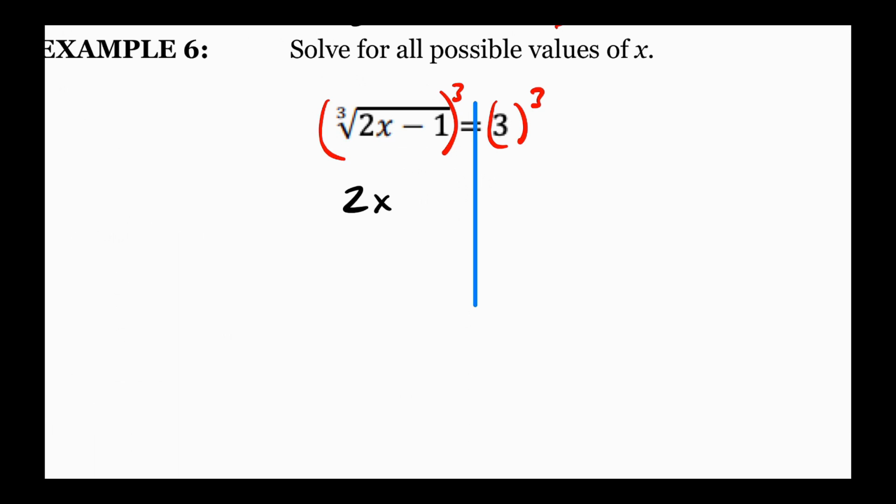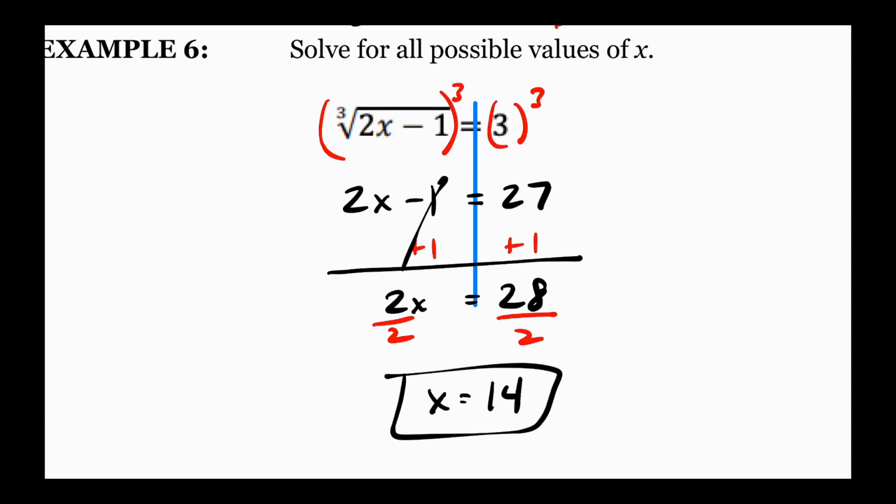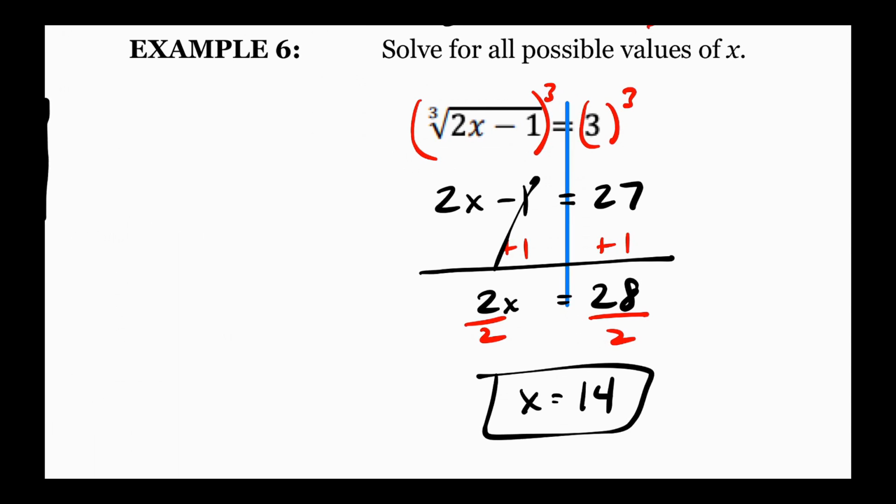So we have 2x minus 1 equals 3 cubed. What is 3 cubed? 27. 3 times 3 times 3 is 27. All right. Add 1 to both sides. Divide by 2. 14 as an answer.